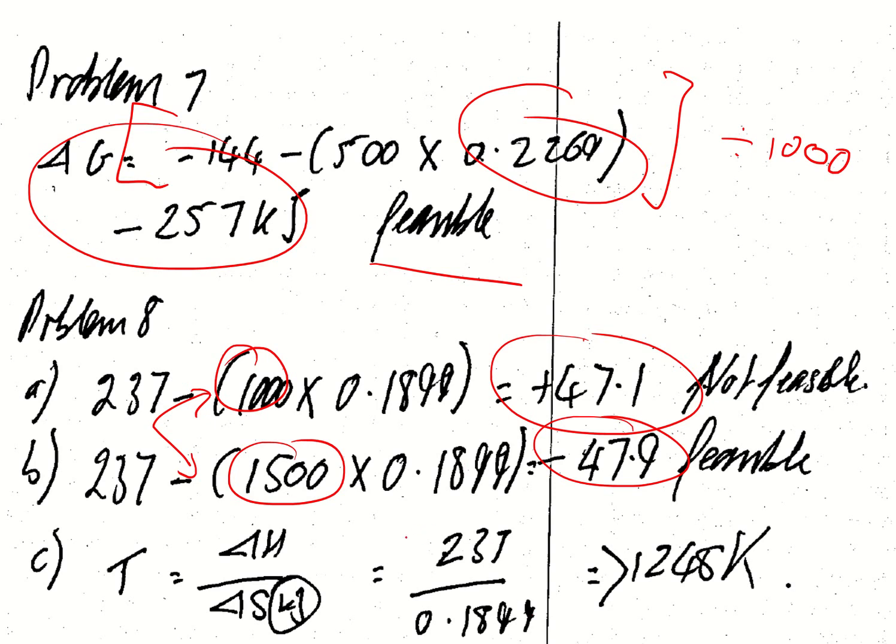And again, it's delta H over delta S in kilojoules, and it comes out at 1,248 kelvins, which is of course between the two values above, where we worked out one was feasible and one wasn't feasible.